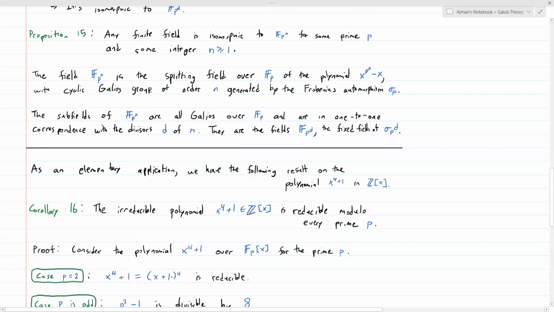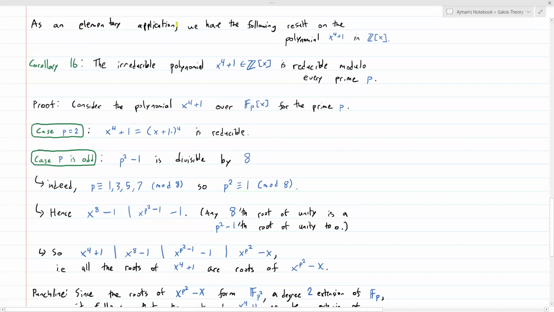the structure of finite fields, let's say. This application is going to be about the polynomial x^4 + 1, a polynomial with integer coefficients. So corollary 16: the irreducible polynomial x^4 + 1 is reducible modulo every prime p. This is kind of weird. How would you normally prove this without Galois theory? How do you prove that an irreducible polynomial with integer coefficients suddenly becomes reducible when you reduce all of the coefficients mod p?